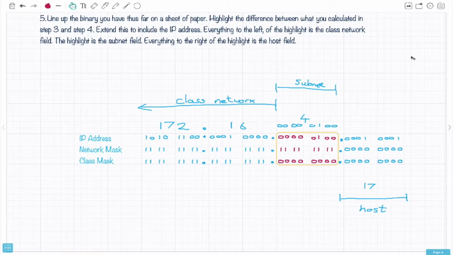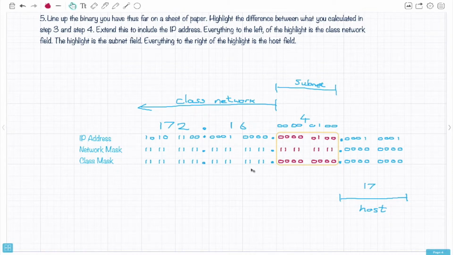So now what I want you to do is line up the binary you've got thus far on a sheet of paper. So I've written down 172, 16, 4, and 17 in binary, the IP address. Then I've written the network mask in binary. Then I've written the class mask in binary.